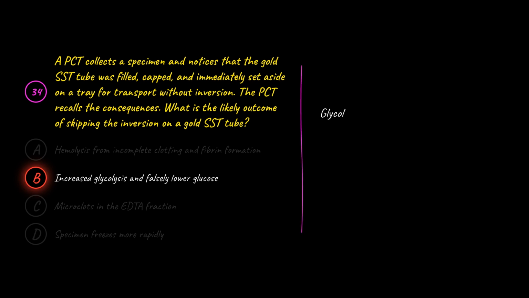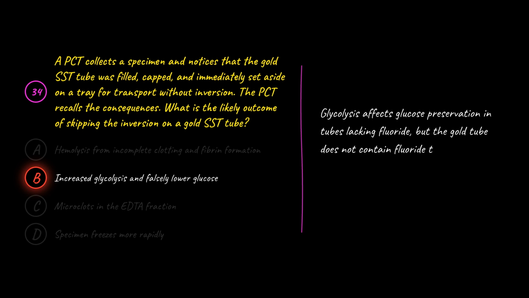B is wrong because glycolysis affects glucose preservation in tubes lacking fluoride, but the gold tube does not contain fluoride to begin with. Skipping inversion in gold causes fibrin issues, not glycolysis-related glucose problems specifically.